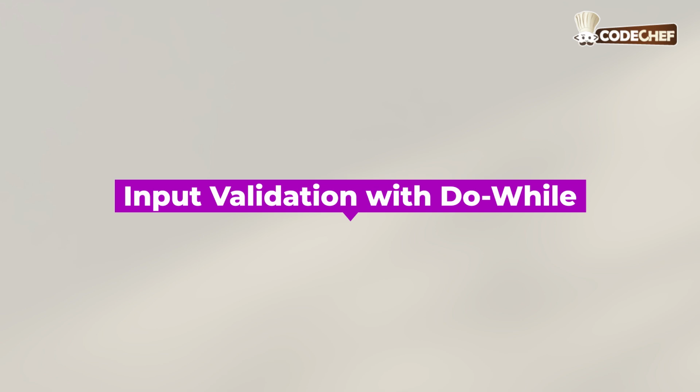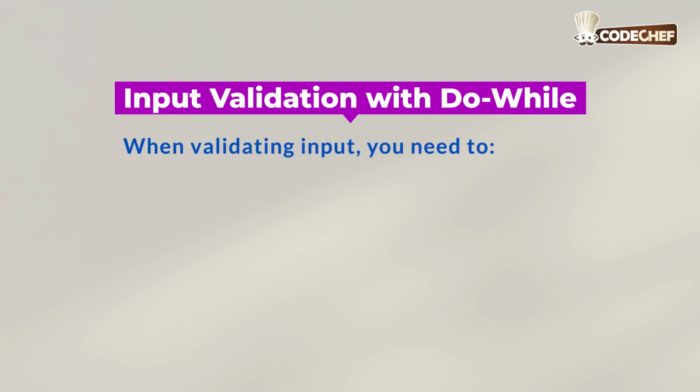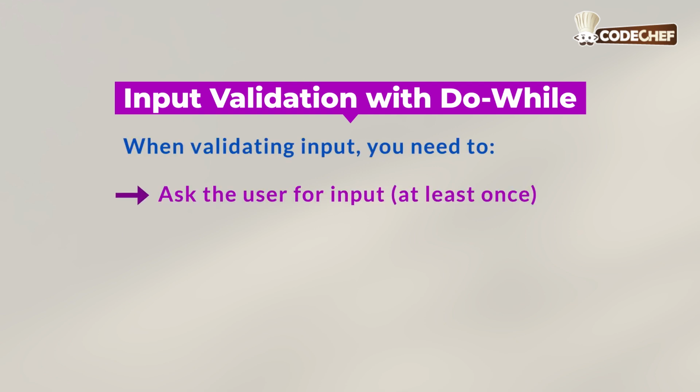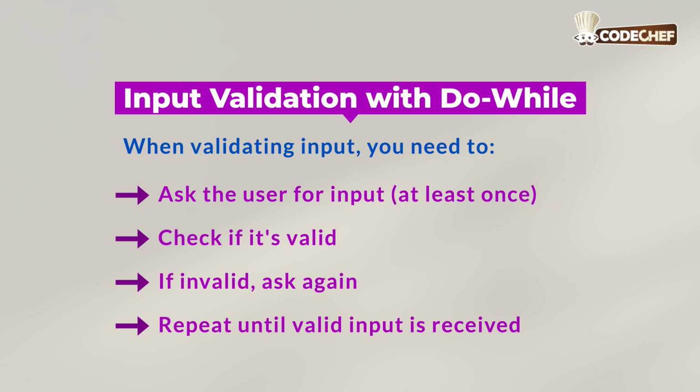Now let's see the perfect use case for do while loop, input validation. Why is do while perfect for validation? When validating input, you need to ask the user for input at least once. You should check if it's valid. If invalid, ask again and repeat until valid input is received.